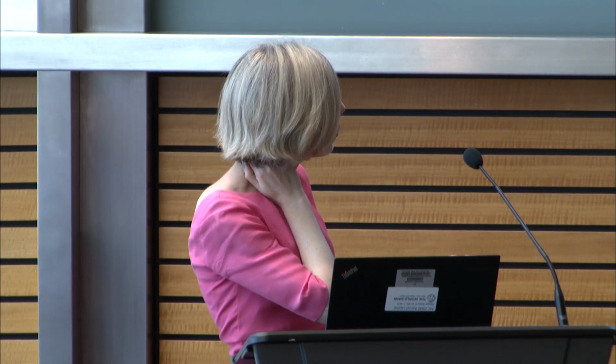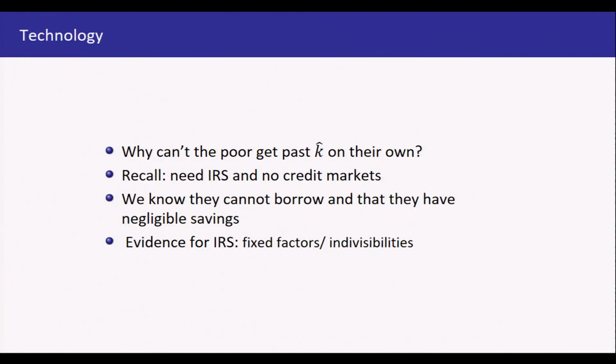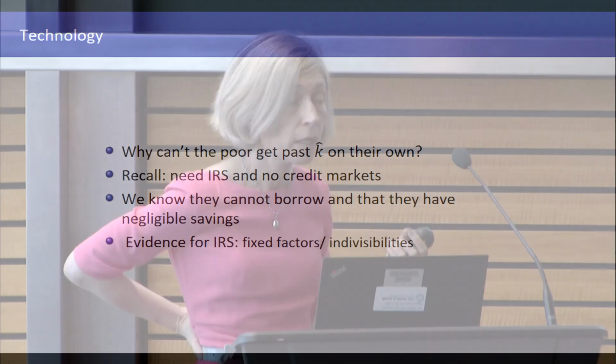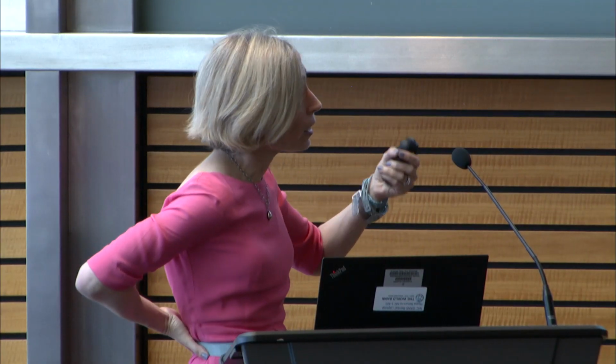Well, let's go back to the theory. The theory tells us that there are increasing returns to scale. If there are no increasing returns to scale, we should never get the effect that we get. So we have to look for something that is related to increasing returns to scale. That something typically is a fixed factor, right? Something that cannot be divided, a fixed or indivisible factor, something that cannot be bought in tiny amounts.